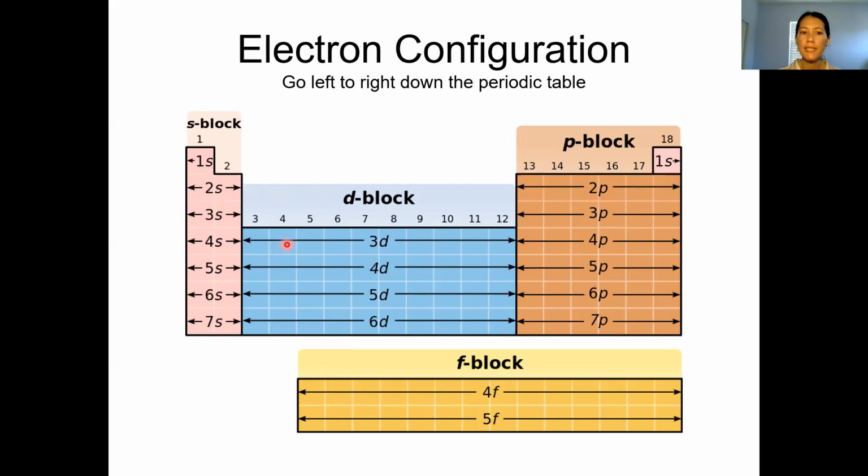If you were looking at titanium, which is down here, you would do everything else the same. You would actually do 2p6, 3s2, 3p6, and then 4s2. And then notice the D block starts at 3d. So then you do 3d, but only count 1, 2, because titanium's right here. So you'd end with 3d2.